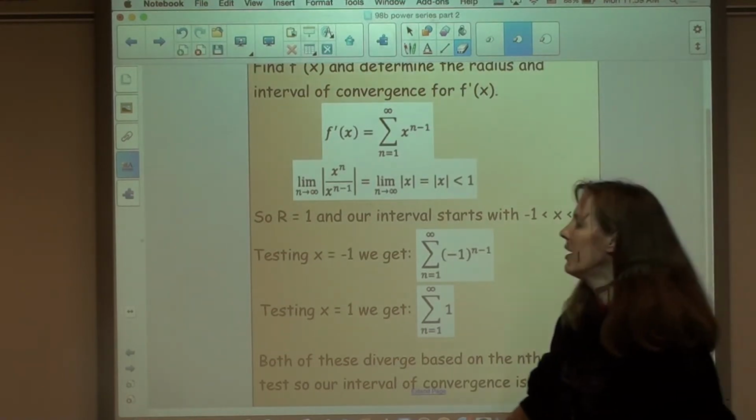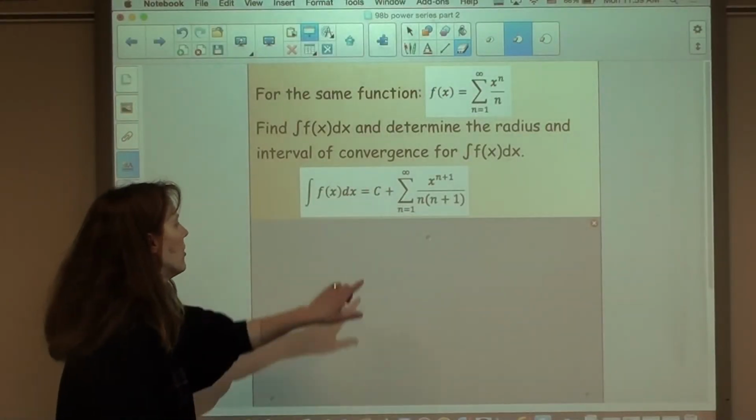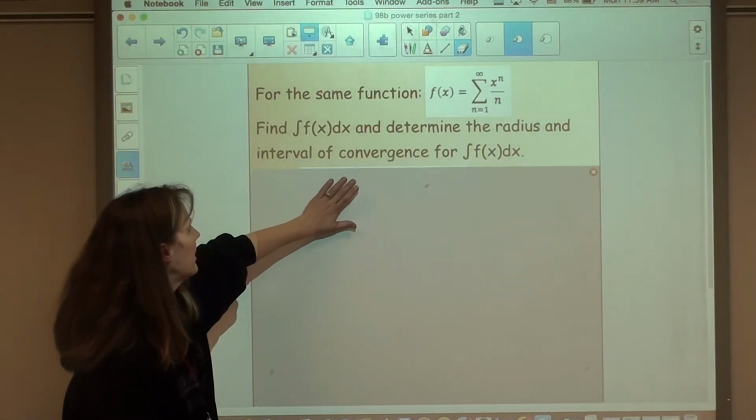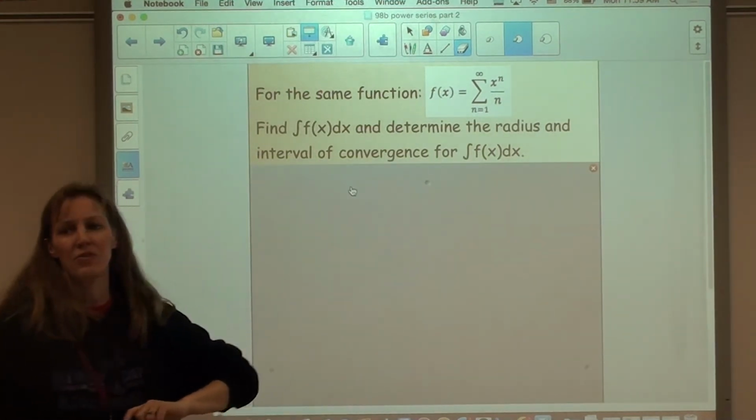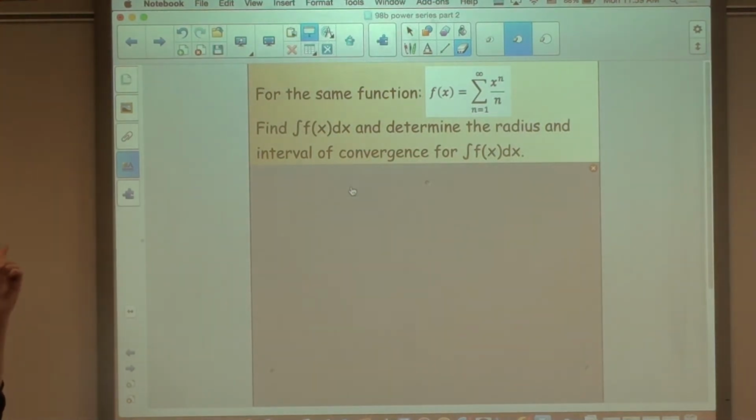All right, one more. Okay, so I want you to take a second, we're going back to the same f of x. I want you to find the integral of f of x. Don't forget your plus c. Find the integral of f of x, and then find its radius and interval of convergence.